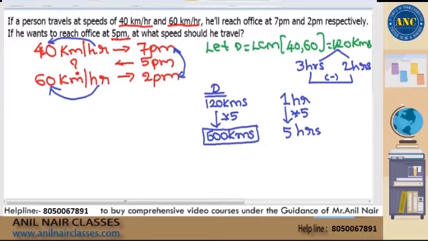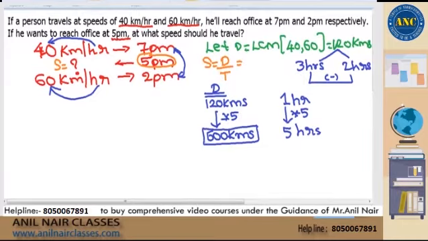I am just repeating the previous problem, the last question we discussed in the previous class. I hope everyone is clear till this point of time. Now see here. I want to find at what speed should he travel if we want to reach office at 5 o'clock. Speed is nothing but distance by time. But distance will not change. Distance is constant. Whether you increase the speed or decrease the speed, the distance still remains the same.